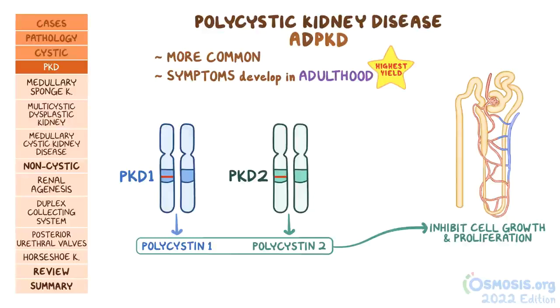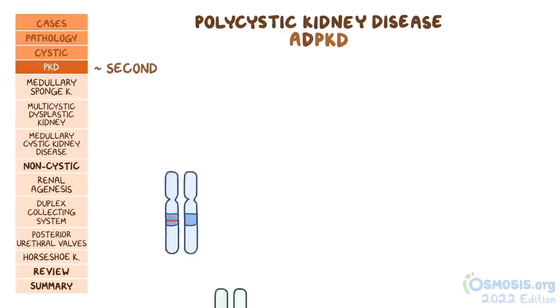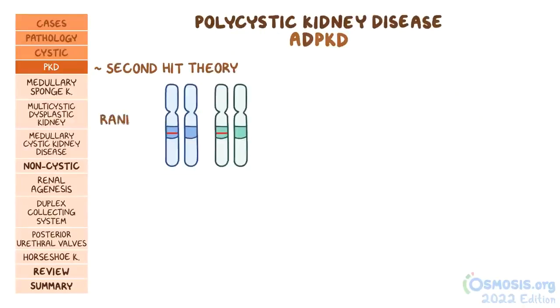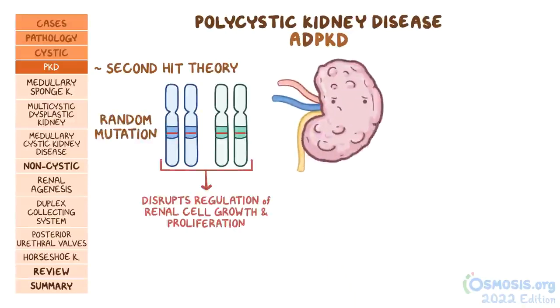Now, a person who develops ADPKD would have inherited a single mutation in PKD1 or PKD2. This leaves one functional copy of the gene in every cell, which allows for the production of polycystin 1 or polycystin 2. However, there's something called the second hit theory. This means that a random mutation can happen in the remaining good copy of the gene later in life. This disrupts the regulation of renal cell growth and proliferation, leading to cyst formation.